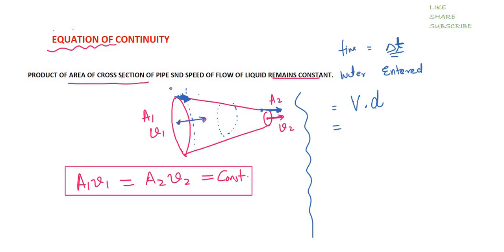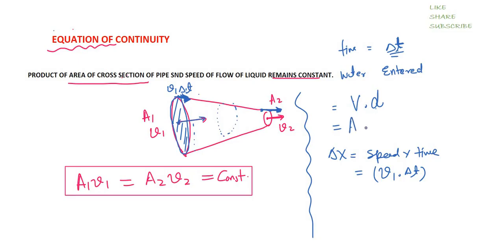Water will move V1 into del t. Correct? Because the movement del x will be speed into time. So what is del x? How much it moved is nothing but speed V1 and time del t. So this much it moved and the area of this portion is A1. So what will be the volume? Volume is nothing but area into displacement. And this is the density of the liquid. What is D here? Density.